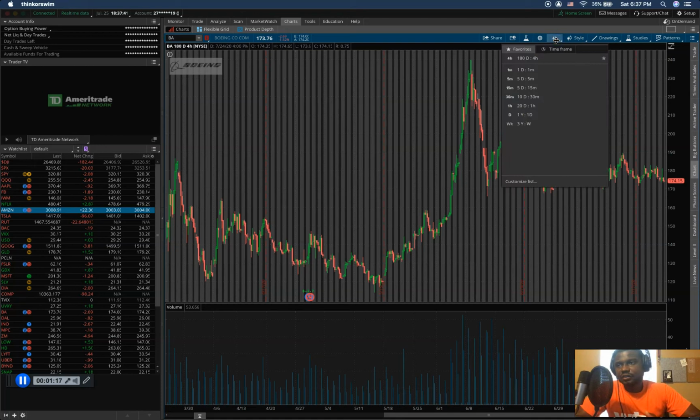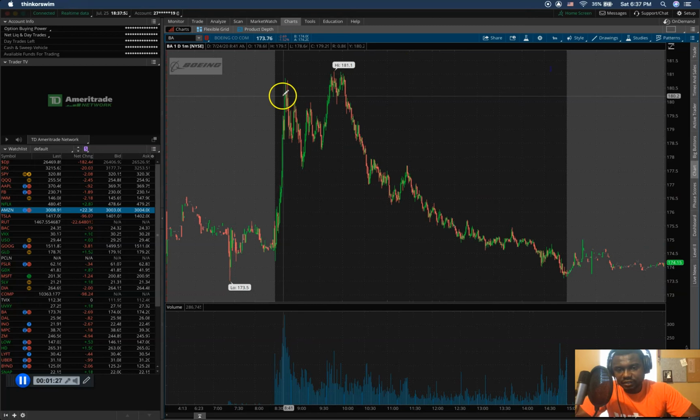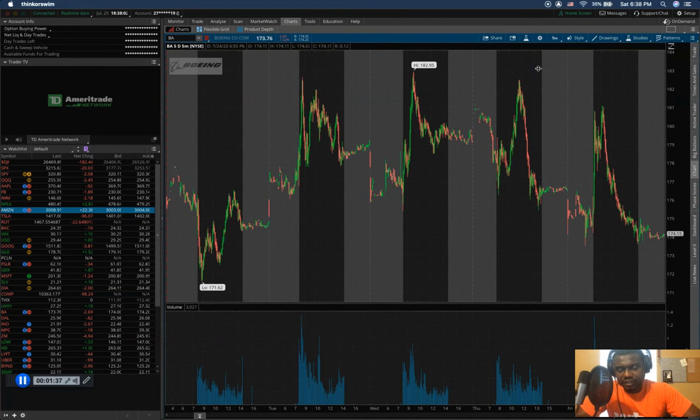Depending on how long you want to trade this position, that'll depend on how long you want to look at support and resistance, over what period of time. So here you have a 1-day chart, and every candlestick is 1 minute. You can also do a 5-day chart. If you're going to be in a position for a day or two, you can look at the 5-day chart and just look at the support and resistance on the 5-day.